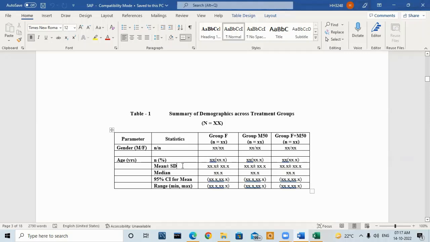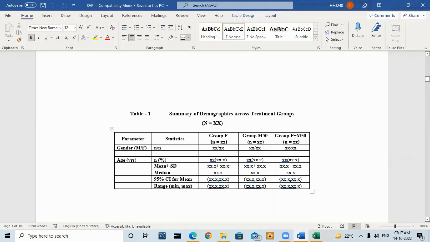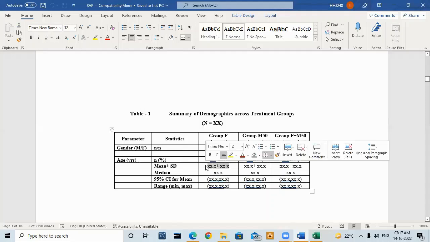Next is mean plus or minus SD. It means the first value is the mean, in between is plus or minus, and the second value is the standard deviation. And here also, what is the format? XX point X. Should there be a decimal or not? There should be a decimal point, and after the decimal, only one digit. For example, 15.1, 12.5, like that. One digit after decimal. Everyone clear? Okay, next row is median.